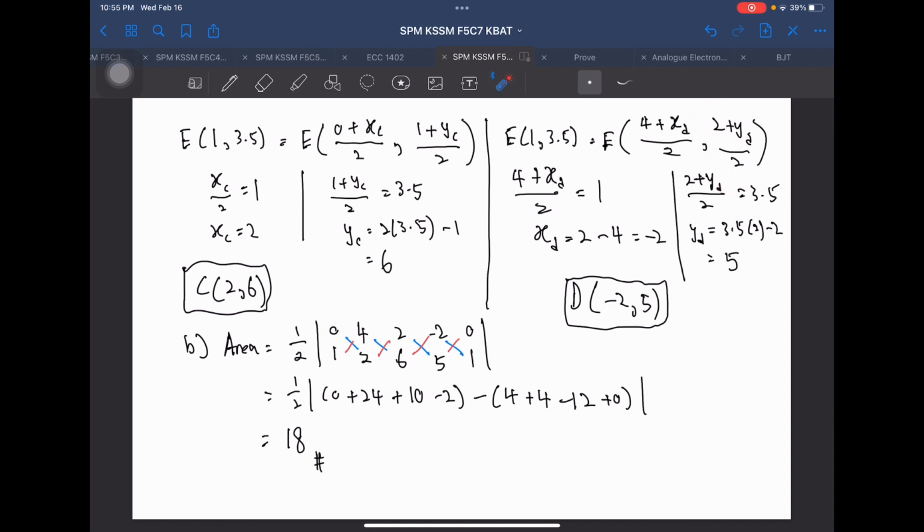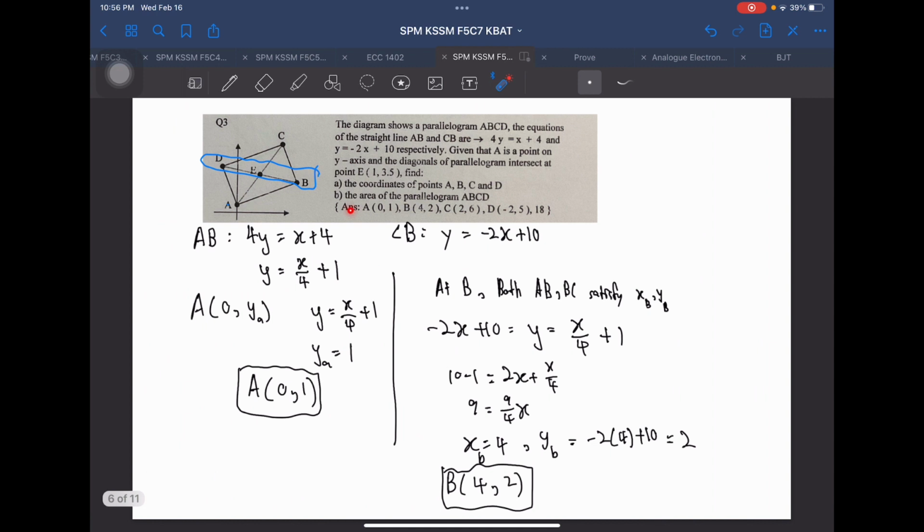So same thing goes here. (4 plus xd) divided by 2 is equal to 1. (2 plus yd) divided by 2 is equal to 3.5. So doing some simplification here, you got xd equals negative 2, yd equals 5. So D is (-2, 5).